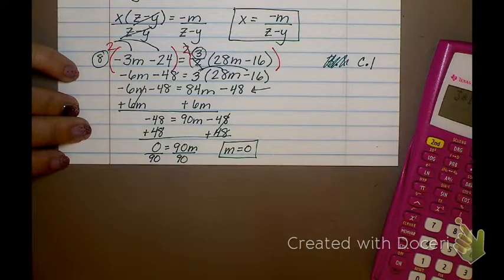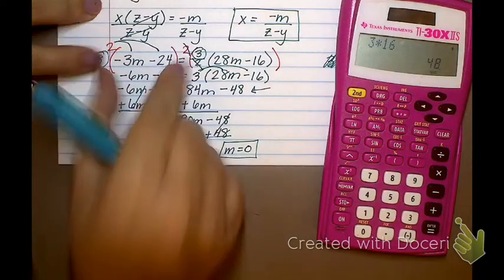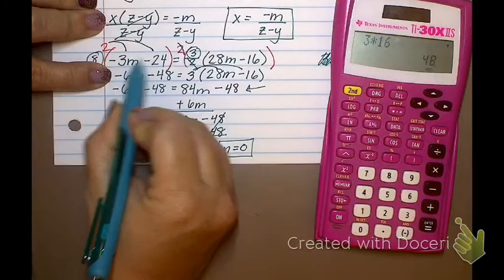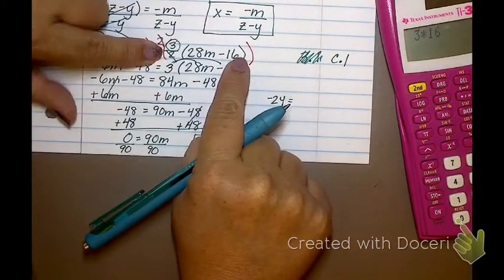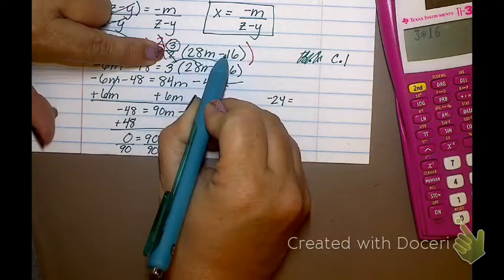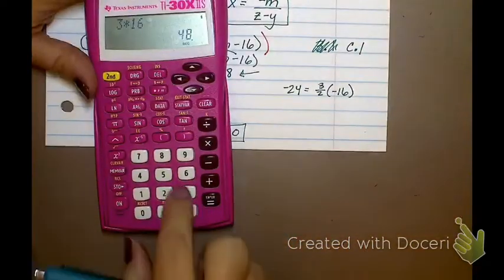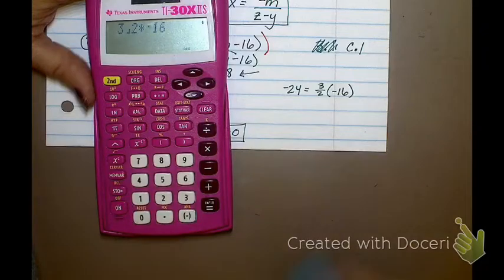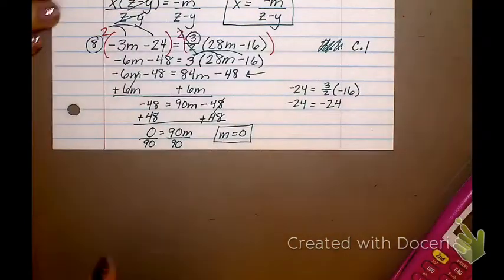Now, can I check my answer? Like on the test, I might want to check my answer to make sure I know what I'm doing, right? I can check my answer. How do I do it? I plug in 0 into the original equation. If I plug in 0 here, negative 3 times 0 is 0, minus 24 is negative 24. I should get the same answer as I would get on this side. So let's see. I'm going to ignore the fraction for a minute. 28 times 0 is 0, minus 16 is negative 16, so it's really 3/2 times negative 16. Is that true? 3/2 times negative 16 is negative 24. As long as the left side and the right side are indeed equal, then I know my answer is correct. Okay, questions there?